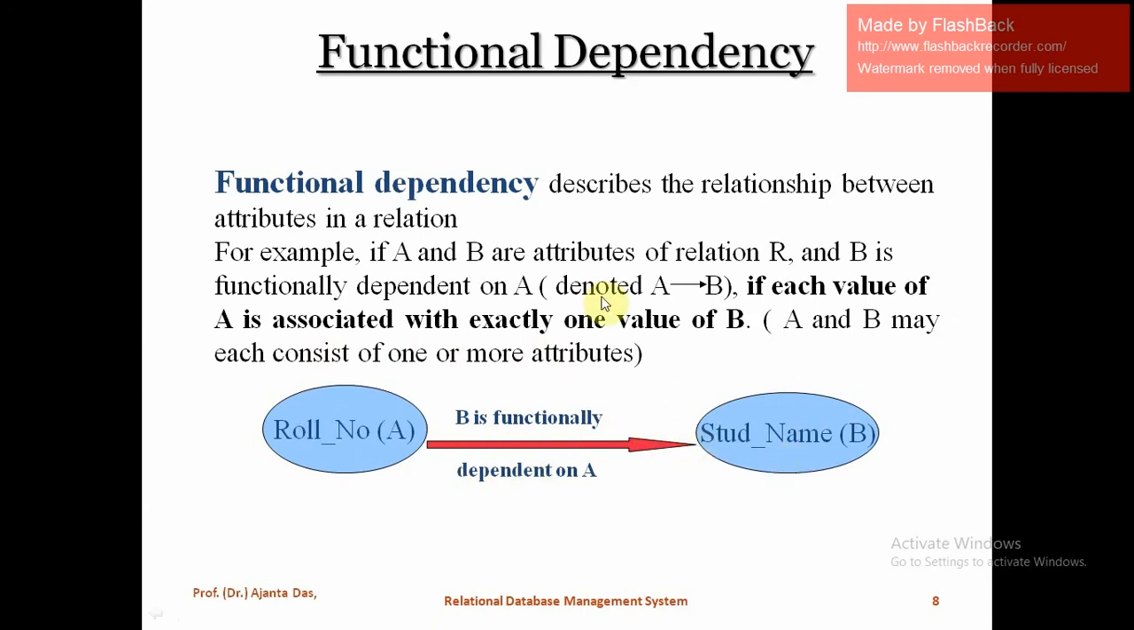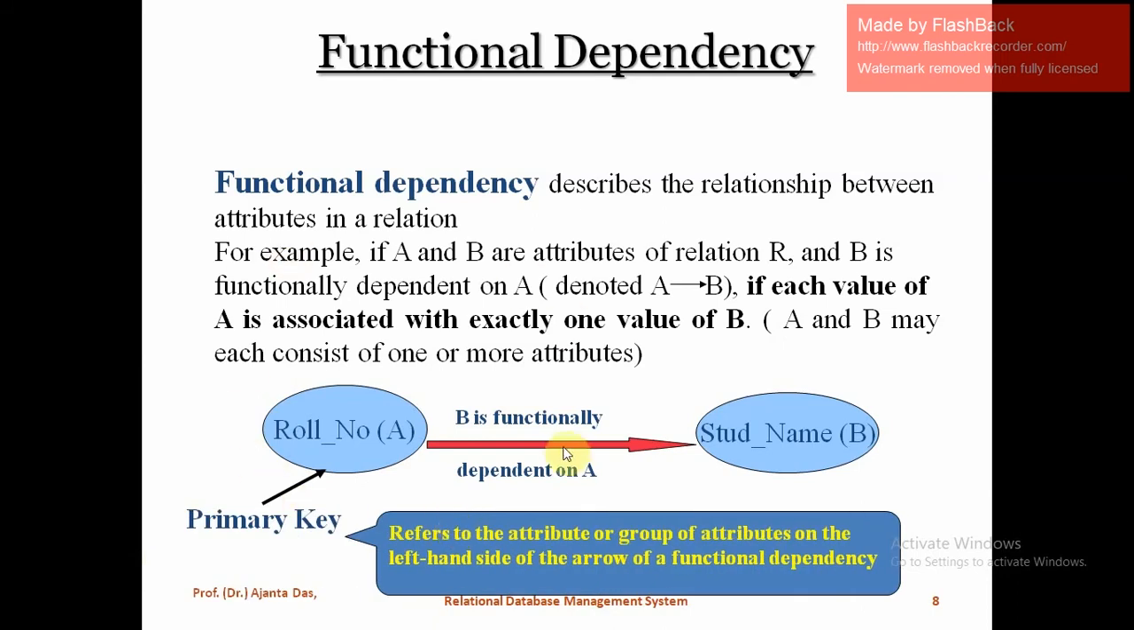It's never mentioned here that B has to have significantly different values, or that B cannot have the same values. It is not defined. That means we can have students with the same names, but all those students must have different roll numbers. So A and B may each consist of one or more attributes.